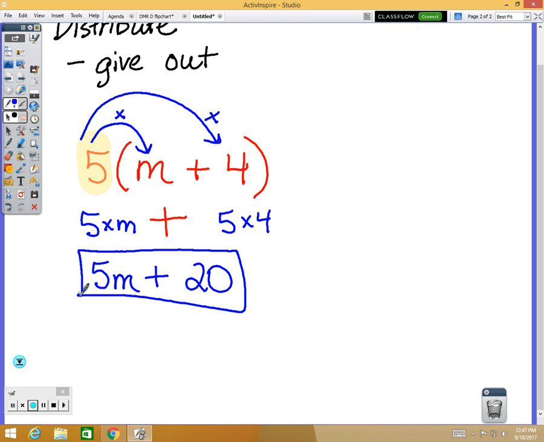The reason that you cannot do 5M plus 20, this is not 25M, is because these are not like terms. Like terms have the same variable. So if this was 20M, we could add them. But since this has an M and that doesn't have an M, we can't combine them. It's kind of like having boys and girls in the class. Unless I said how many people are there, which I didn't, we wouldn't combine them.